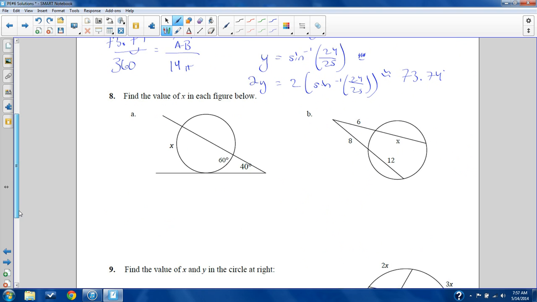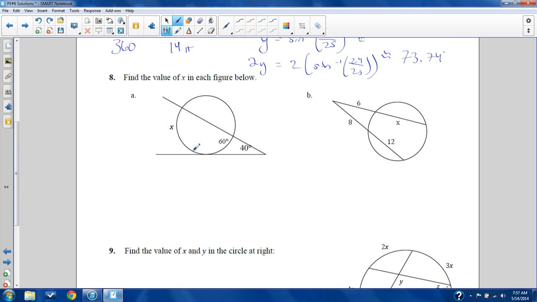Okay, find the value of x in each figure below. Here we have a tangent line and a secant line right here.